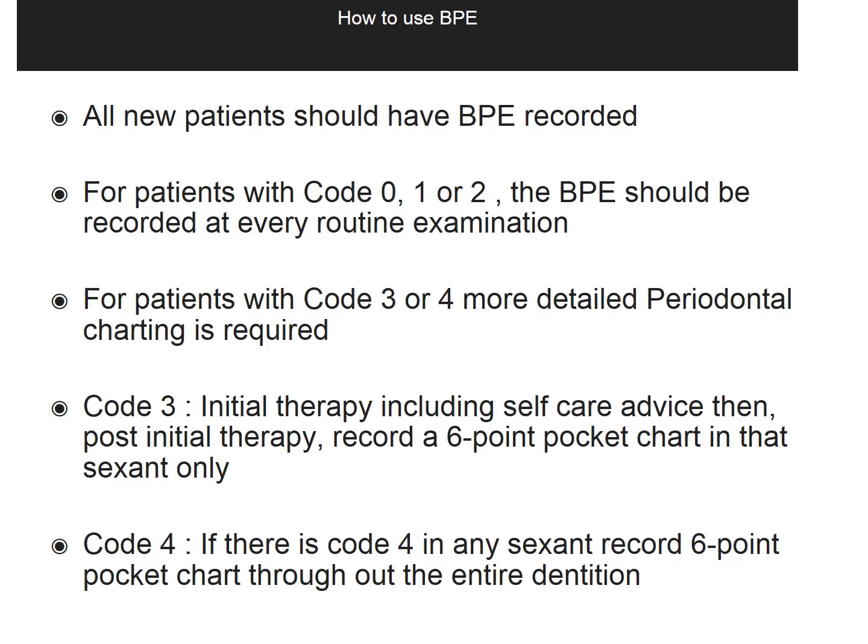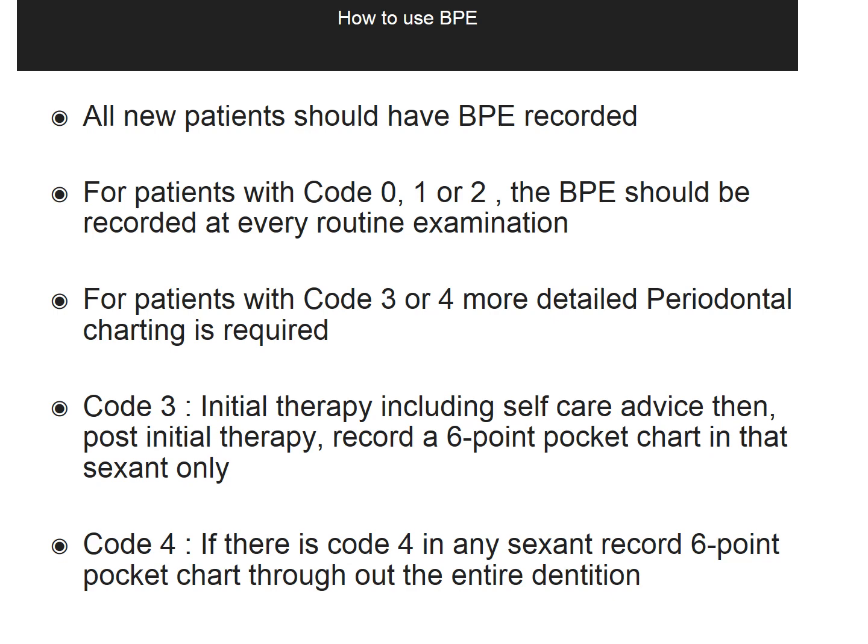So BPE. What is a basic periodontal examination? All new patients should have BPE recorded. So whenever you get a new patient, you should record a BPE. And when a patient has codes of 0, 1, 2, you should record it at every routine examination. But when you have a 3 or 4, then detailed periodontal charting is required. That means 6-point periodontal charting.